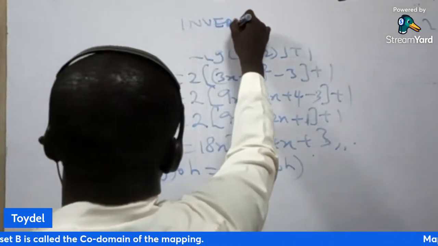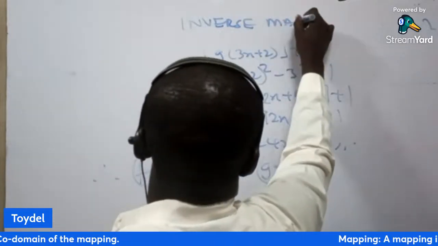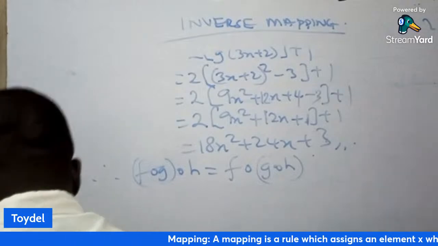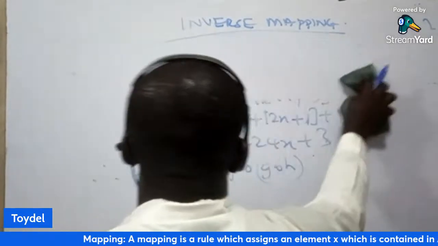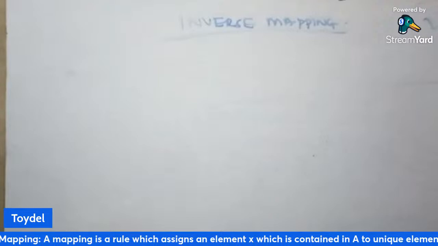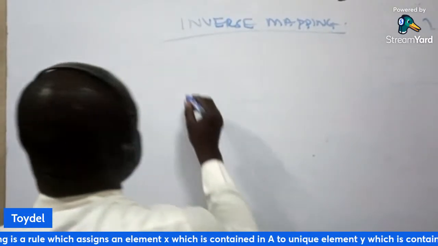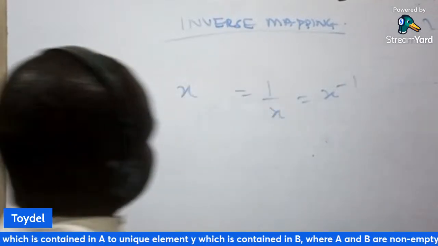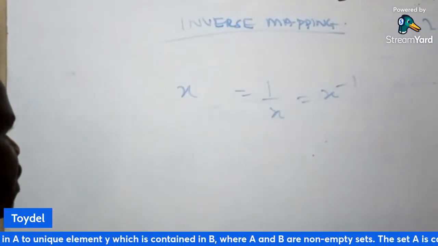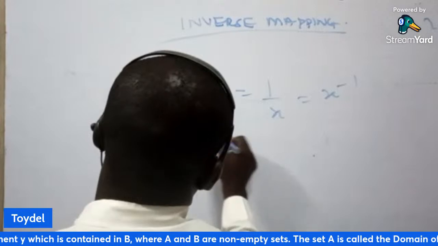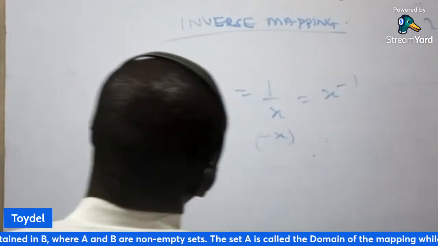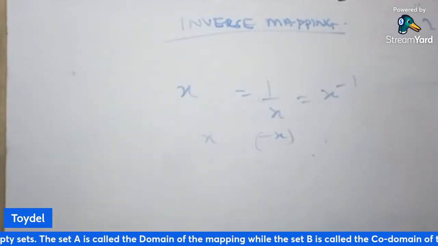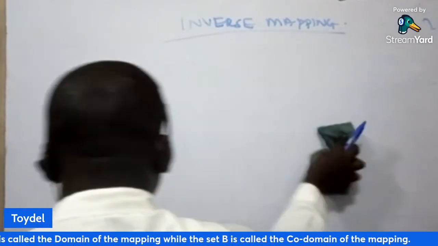Of course, inverse mapping is straightforward and very simple. Under inverse mapping, of course, we are all familiar with inverse. For multiplication, if you have x, the inverse of this will be 1 over x, which is the same thing as x inverse. If it's addition, if this is x, then the inverse of this will be minus x. So the word inverse is something that we are all familiar with. Then if you now relate this to function or mapping.